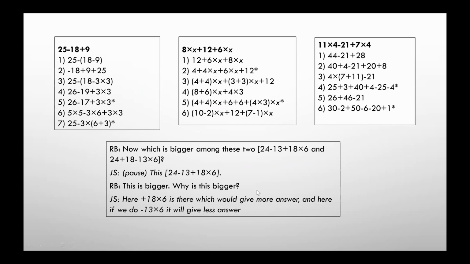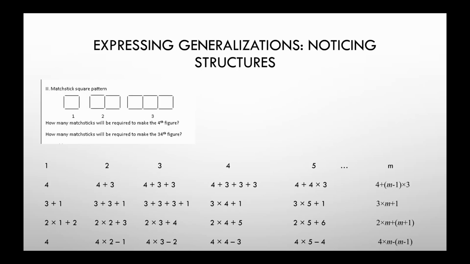But what we found very surprising was students actually explained to us that given these two very big expressions, 24 minus 13 plus 18 times 6 and 24 plus 18 minus 13 times 6, this child says actually 24 minus 13 plus 18 times 6 is a bigger expression. And why is it bigger? Because 18 times 6 is there, which would give a more answer. And here minus 13 times 6 will give a less answer. So we found that children actually consistently learned to use the idea of terms across whether they were doing procedures or they were thinking about some anticipated value of expressions.